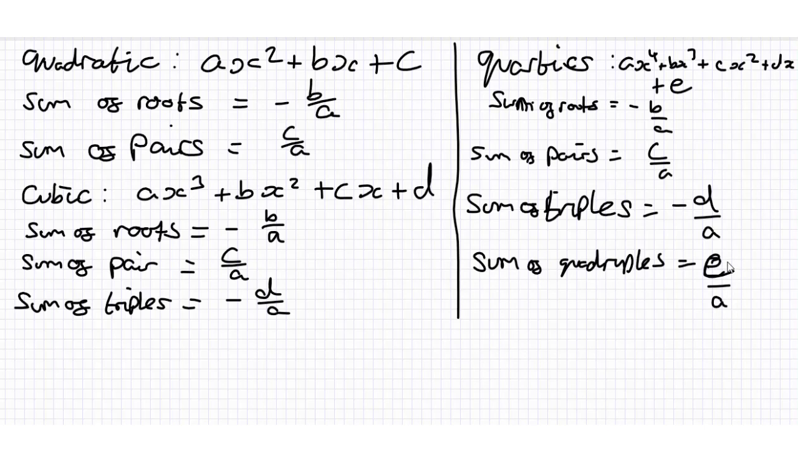So notice the pattern. We're always dividing by a. We always start with minus b over a for the sum of the roots. And the sum of the pairs, we change sign and we get c over a. And the sum of triples, we change sign again, we get d over a. Then the sum of the quadruples, we get e over a. So the point is, when you're trying to remember these, you're always looking, sum of the roots is minus b over a, and then we're just moving down the alphabet as we're increasing the number of parts we have in our multiplication, if that makes sense.